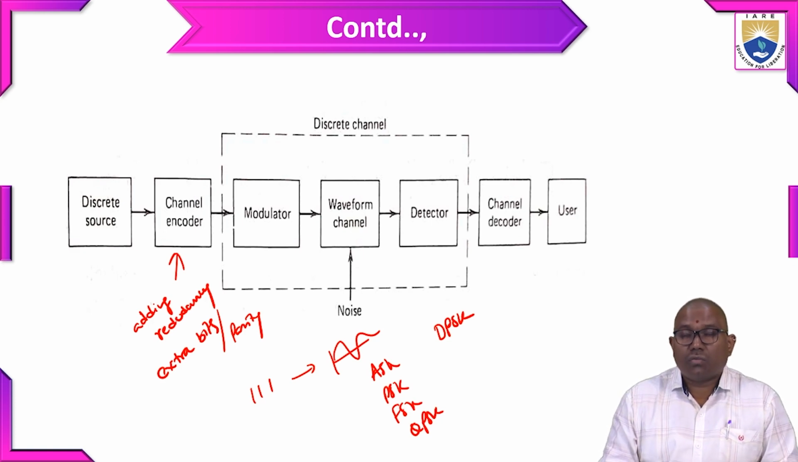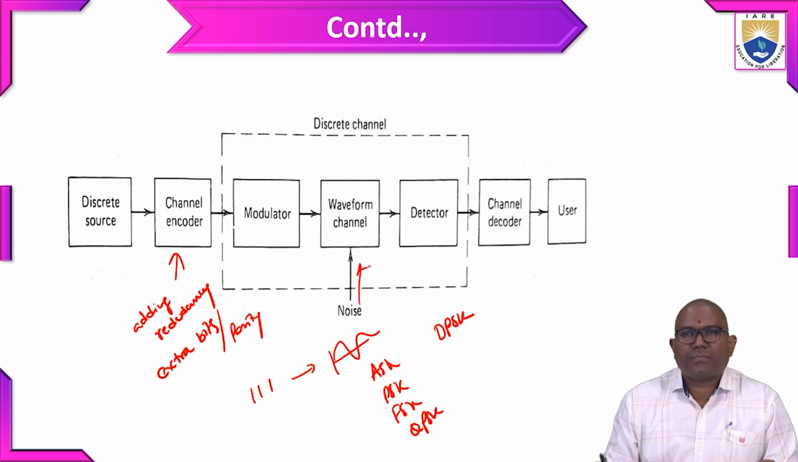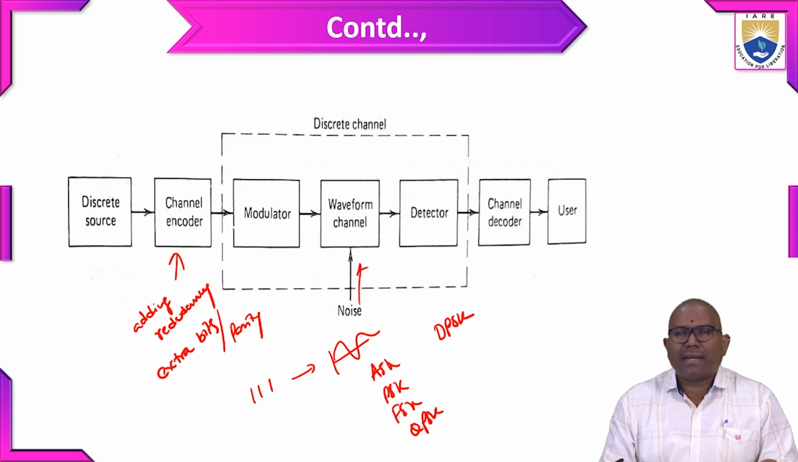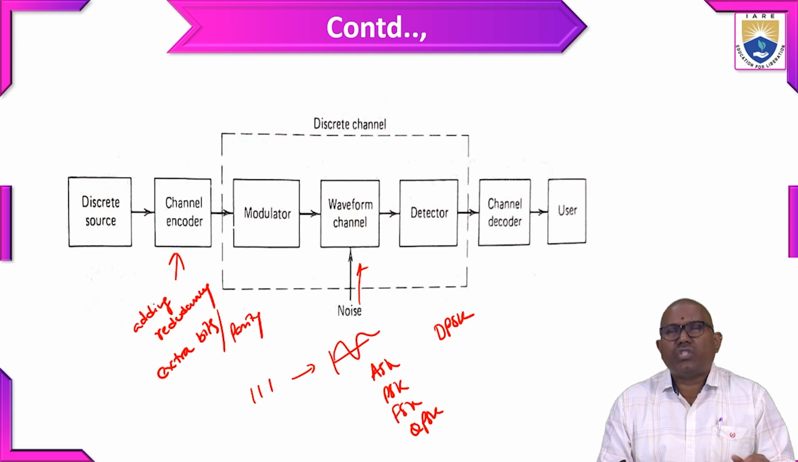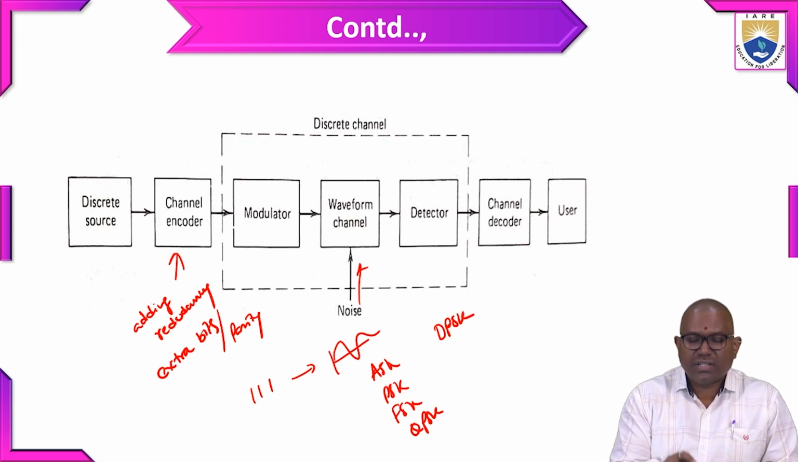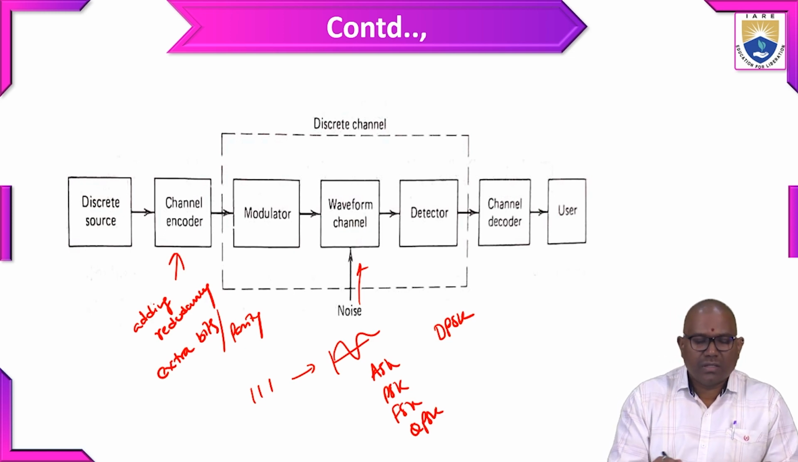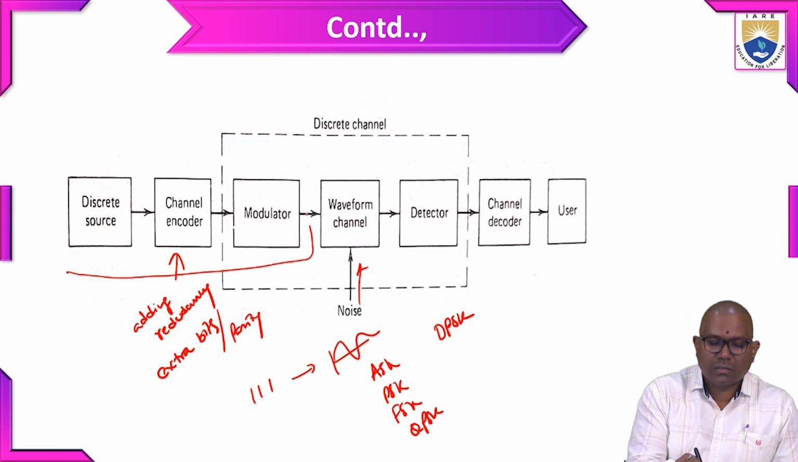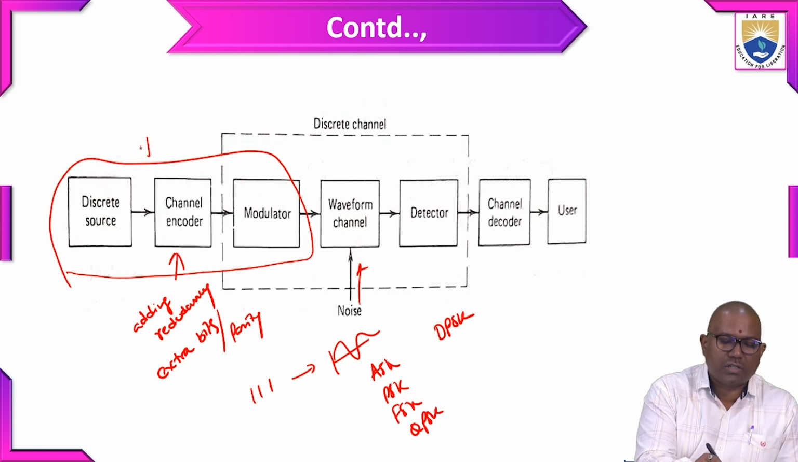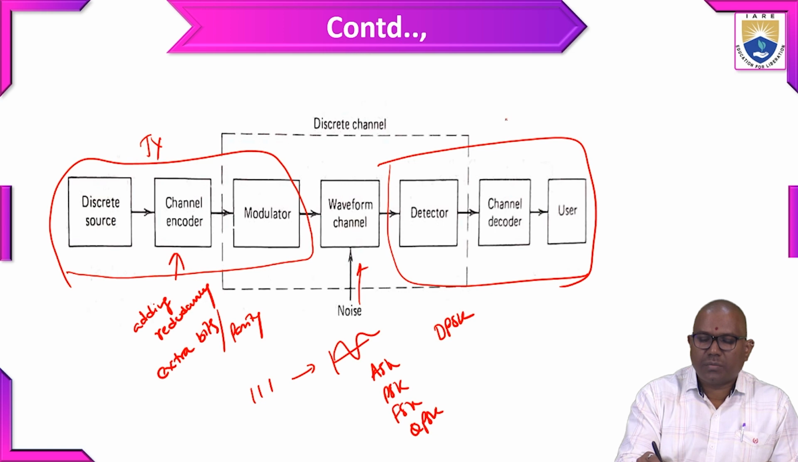Okay, so in the channel, noise gets added. Due to this noise, errors are going to be generated. Here you can see the detector, which is at the receiver. These three blocks belong to the transmitter and these three blocks belong to the receiver.